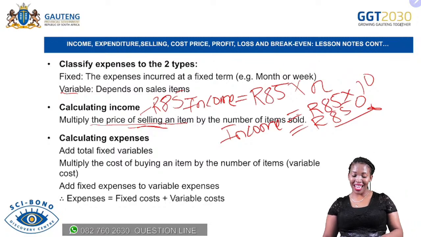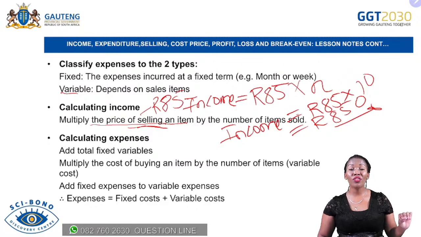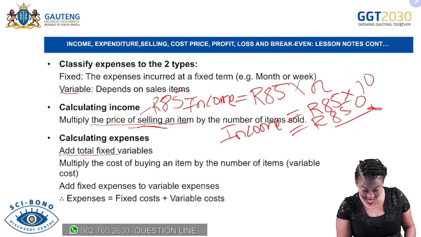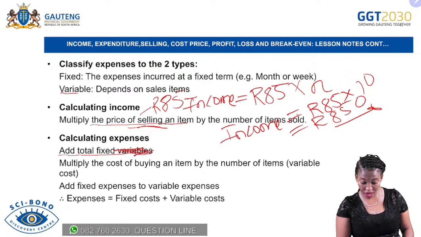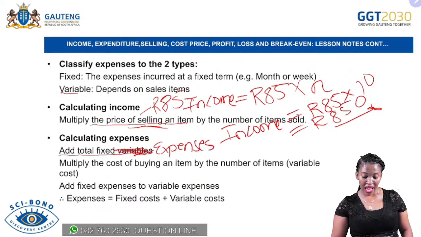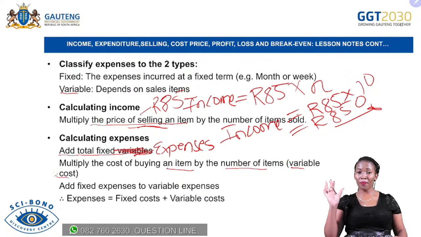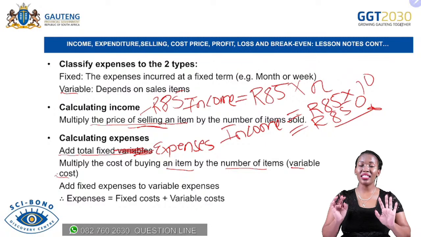So when we calculate the expenses, guys, in grade 12, you will be expected to come up with your own formula for calculating the expenses. And then you are always going to add your total fixed expenses. I'm sorry, this is a typing error. Your total fixed expenses. And then you will multiply the cost of buying an item by the number of items. Now this is for the variable cost. Remember, we've got fixed, we've got the variable. The fixed are those ones that stay the same.